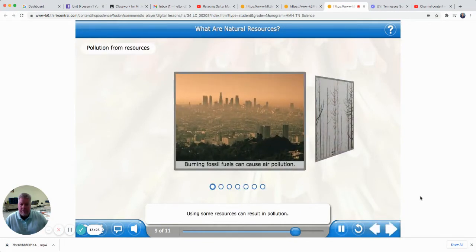Using some resources can result in pollution. Click the first image to find out more. Pollution introduces contaminants into the environment which can damage natural resources or harm human health. Burning fossil fuels such as coal or oil can cause air pollution. Humans need air to breathe. If the air is polluted, it can cause breathing problems.